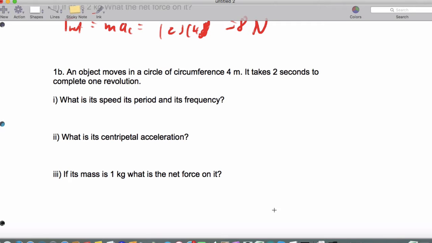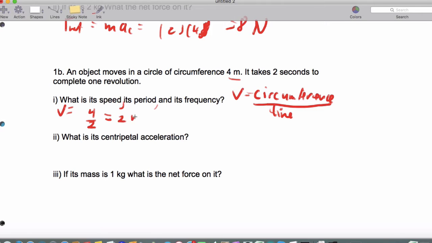I threw a little twist in here. We want to know its speed, its period, and its frequency. So the speed, we're going around a circle with circumference 4 meters. The interesting part here is that for a circle, the speed is going to be circumference over time if we're traveling around a circle. This kind of threw people off. So what that means is v is going to be 4 divided by 2, which is 2 meters per second.